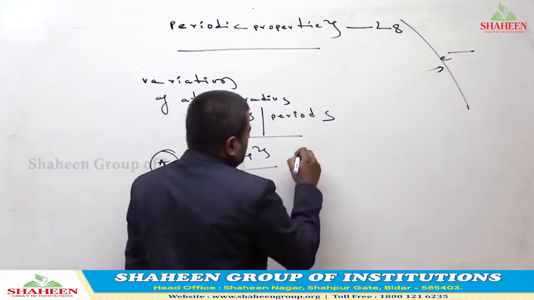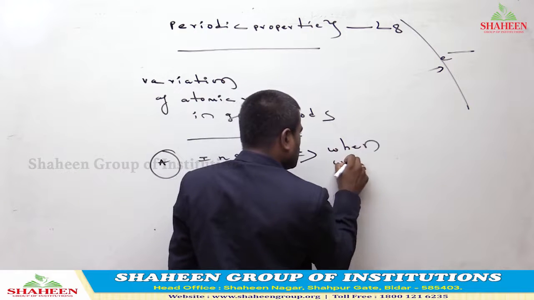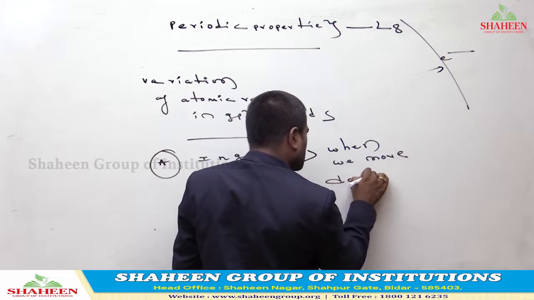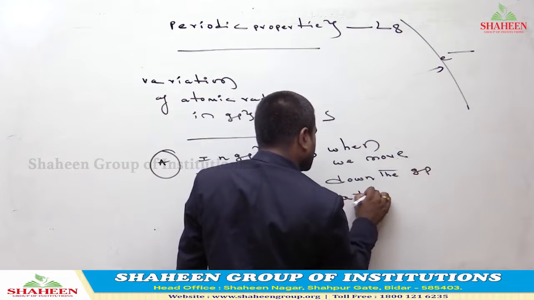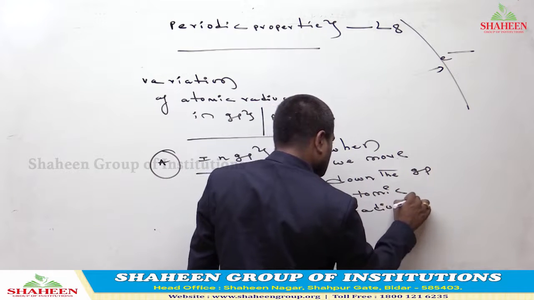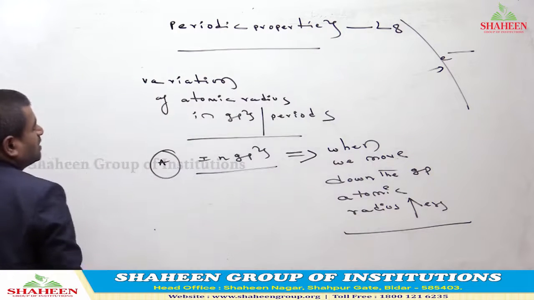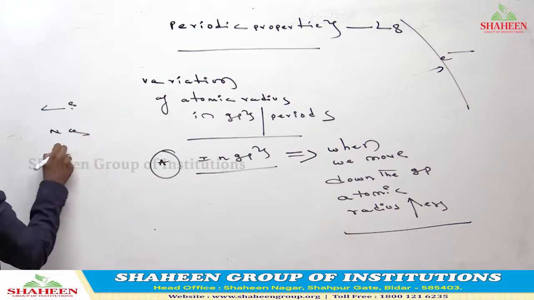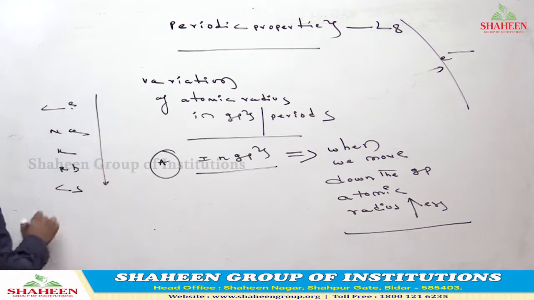When we move down the group, atomic radius increases. For example, take group 1 elements: lithium, sodium, potassium, rubidium, cesium. Down the group, atomic radius increases.